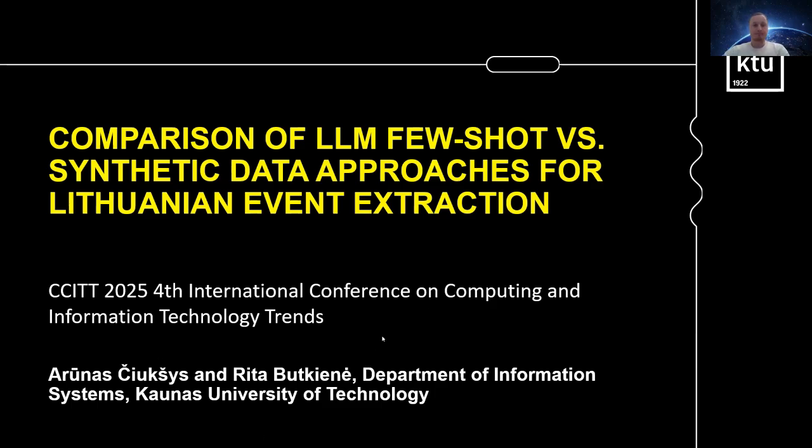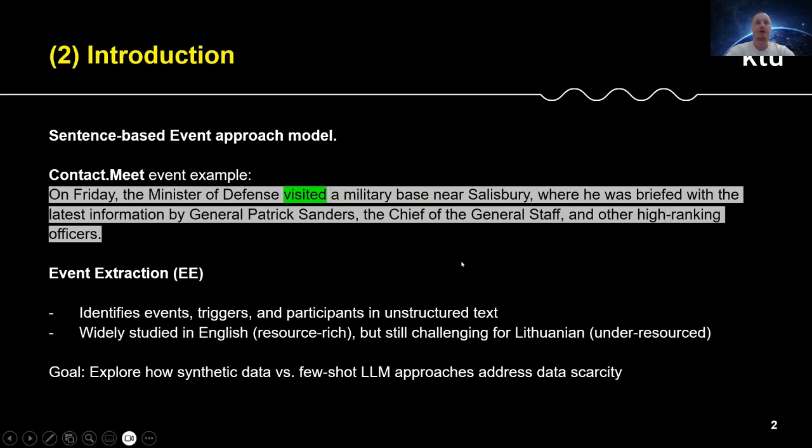First of all, I would like to introduce what an event is and what event extraction is. An event is a thing that happens or takes place. In our research, we chose a sentence-based model for event definition, where any sentence in the text could be identified as an event. Here you can see an example sentence, which is of the contact meet event type. The main word in the sentence which best describes the event is the word visited.